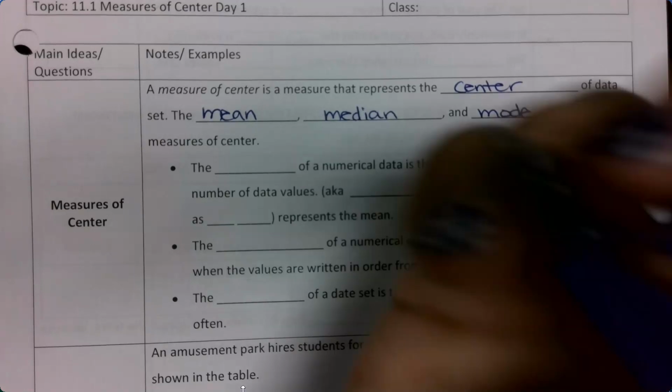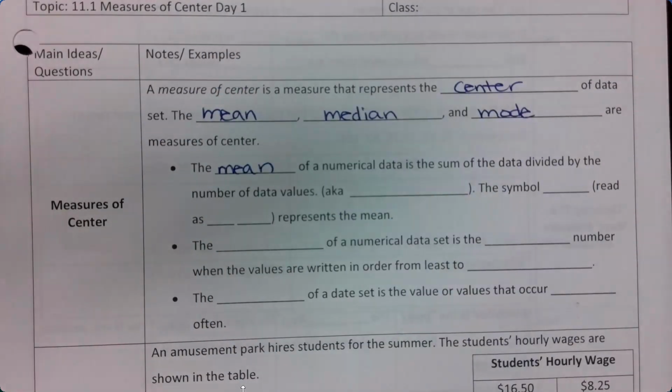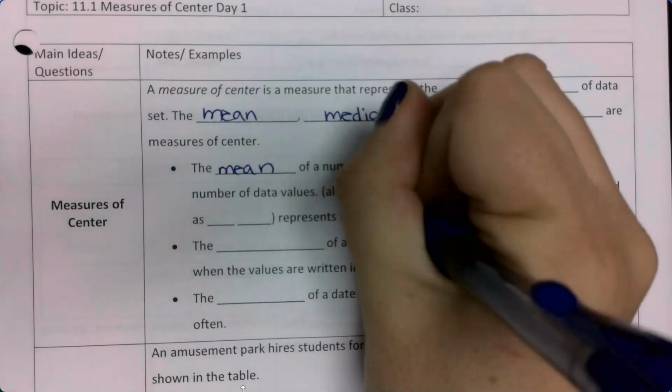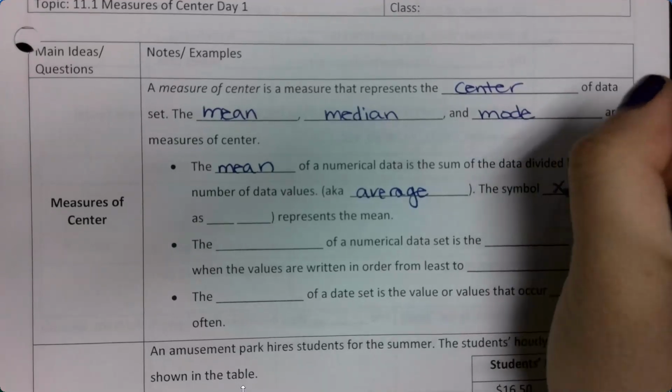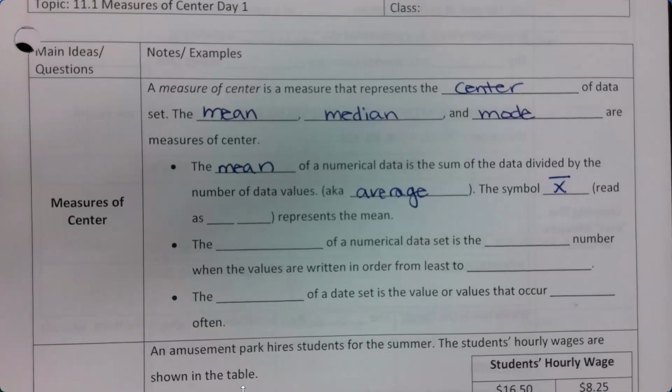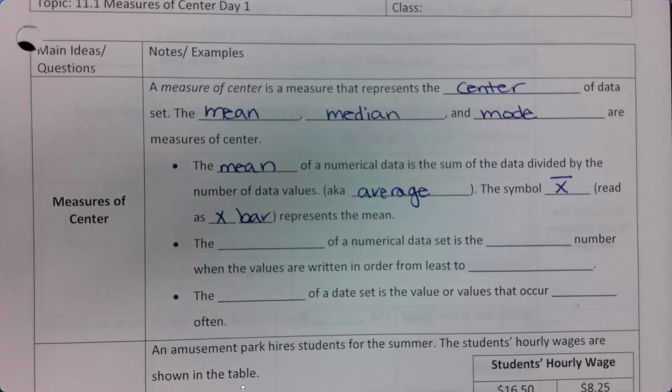Okay. The mean of a numerical data set is the sum of the data divided by the number of data values. So you might have also heard this called the average. This symbol, it's an X with a line over it. It's read as X bar. Also means mean. So it's just notation for mean.